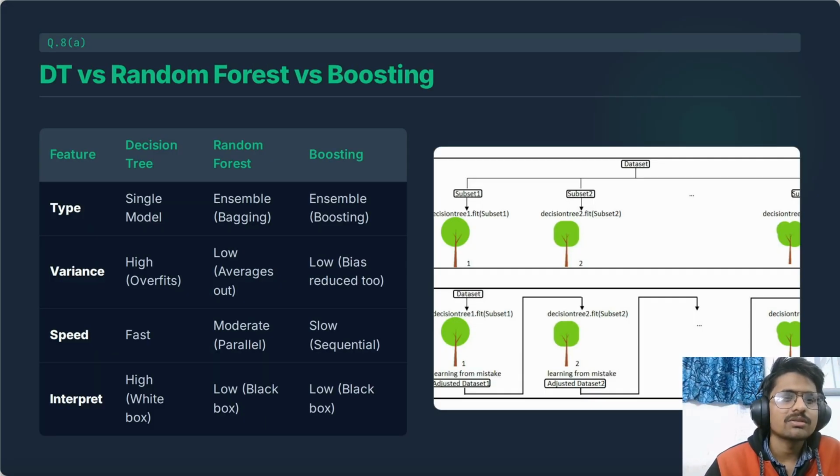So here is the A part of our question 8. So decision tree versus random forest versus boosting. Features, types: decision tree is a single model, random forest is an ensemble, boosting is an ensemble. Variance is high in decision tree, low in random forest and low in boosting. Speed is fast in decision tree, moderate in random forest, and slow in boosting. Interpretability is high in decision tree, low in random forest, and also low in boosting.